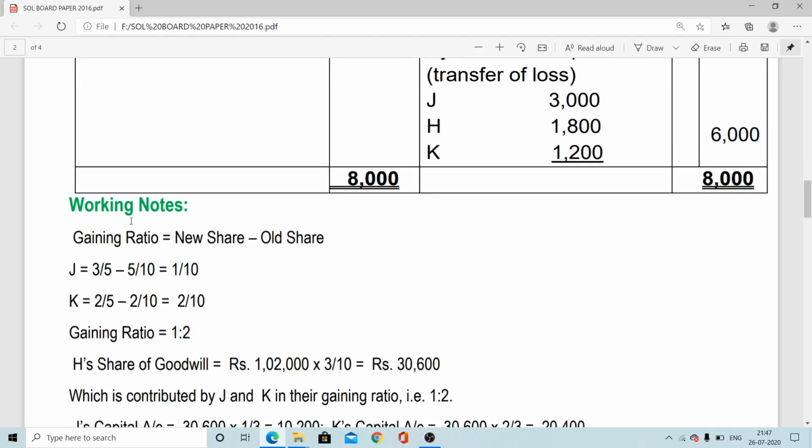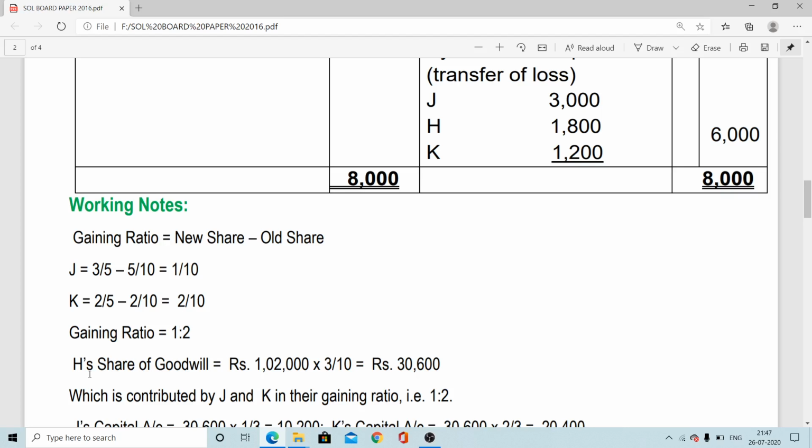Now after that we have to calculate the gaining ratio, as the new ratio is provided. For the remaining partners, new ratio minus old ratio: 3/5, it is given here 3:2. So new ratio minus old ratio is coming 1/10, and here 2/5 minus 2/10 is coming 2/10. So therefore the gaining ratio is 1:2. This is mainly required for the treatment of goodwill.